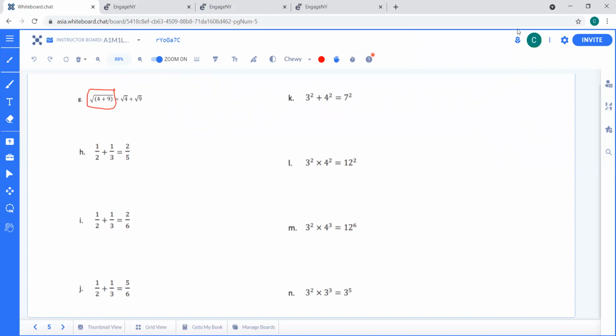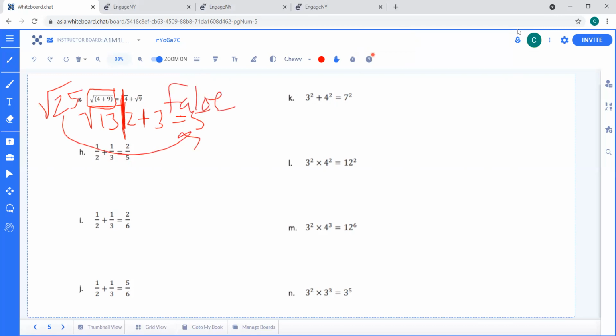If this was multiplication, it would be fine, but this is not multiplication, because we know the square root of 4 is 2, and the square root of 9 is 3, and so that is equal to 5. But if I said the square root of 13, which is what this is added up to be, right? 4 plus 9 is 13. That is not 5, because the square root of 25 is 5. So this is a false statement.